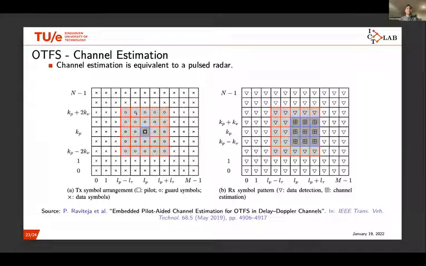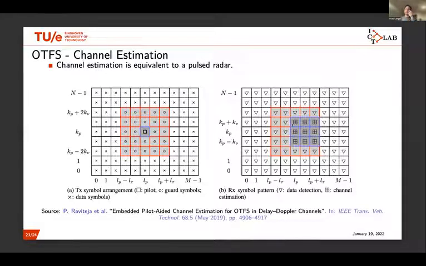Same here, because we have Doppler shifts, and Doppler shifts can be either positive or negative. We also have to keep a guard band up and down. And then we directly can observe, for example, in this case, this symbol can only be spread in this. So by channel estimating, actually, the OTFS is probing the channel like a pulse radar is doing.